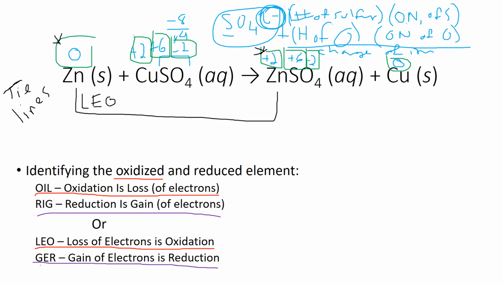If you look at the copper, we're going to use a tie line for the copper. The copper's oxidation number has gone down. Its oxidation number has been reduced. That's where reduction's name comes from. And so we can label that as Gur or rig. Right there, we've used our tie lines and the oxidation numbers to identify the elements that are being oxidized or reduced. Okay, and with that, we're going to stop there.